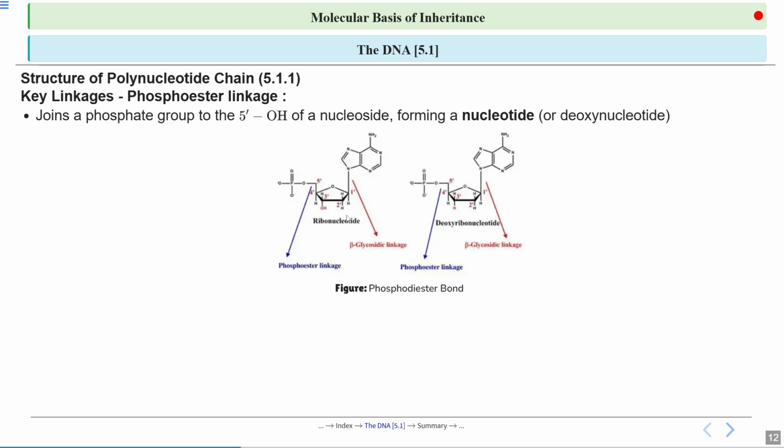So here you can see that this is a ribonucleotide, and this is the glycosidic linkage where this nitrogenous base is binding to this carbon. But here you can see at the 5' OH group of the nucleoside, there has been the joining of a phosphate group, and this is the phosphoester linkage. So these are the phosphoester and phosphodiester bonds.